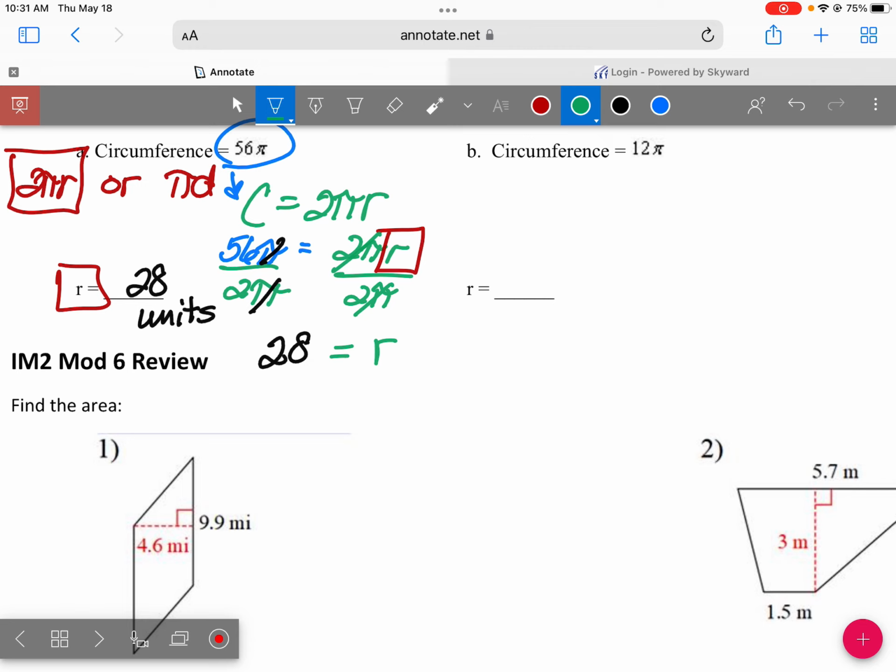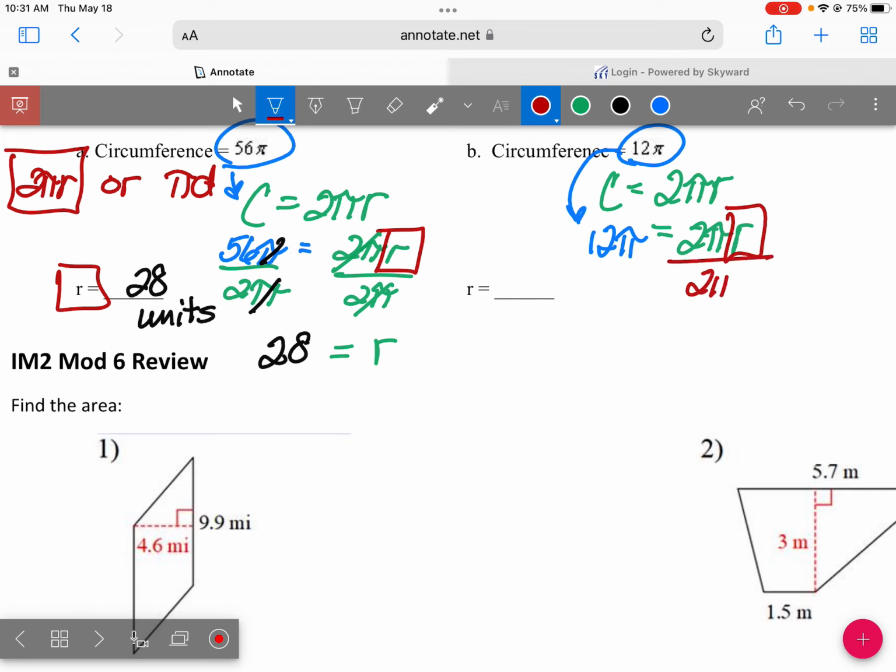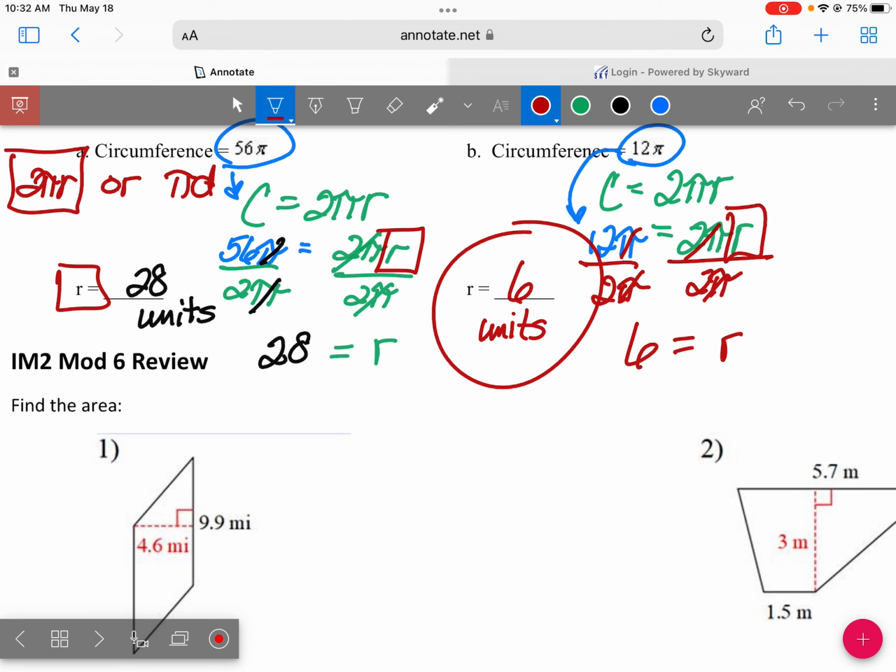Over here, the last one is a similar type of problem. Circumference equals 2 pi r. Circumference is 12 pi equals 2 pi r. I'm solving for r. So divide by 2 pi, divide by 2 pi. Those simplify out, r is equal to 6 units.